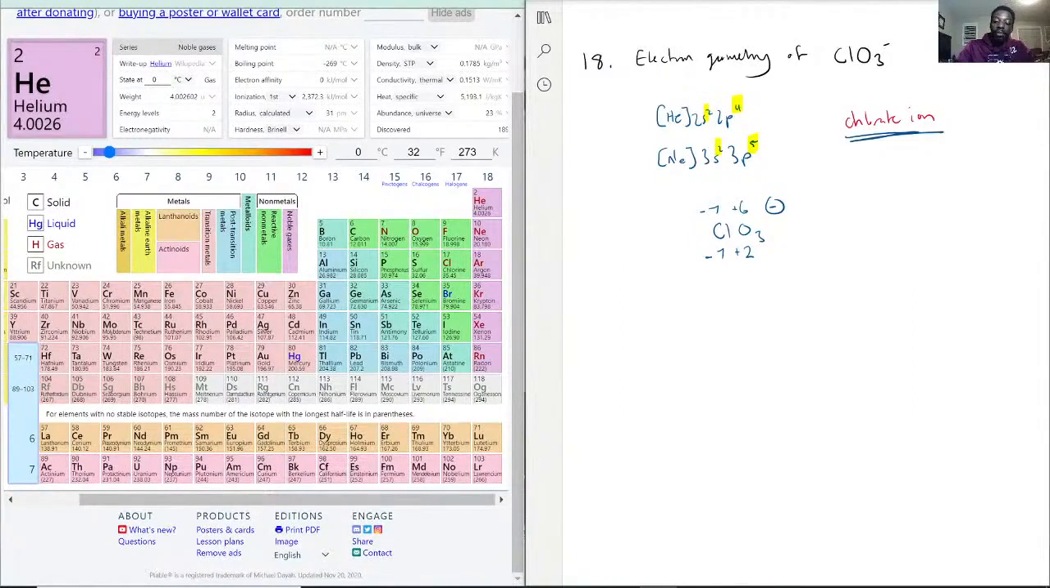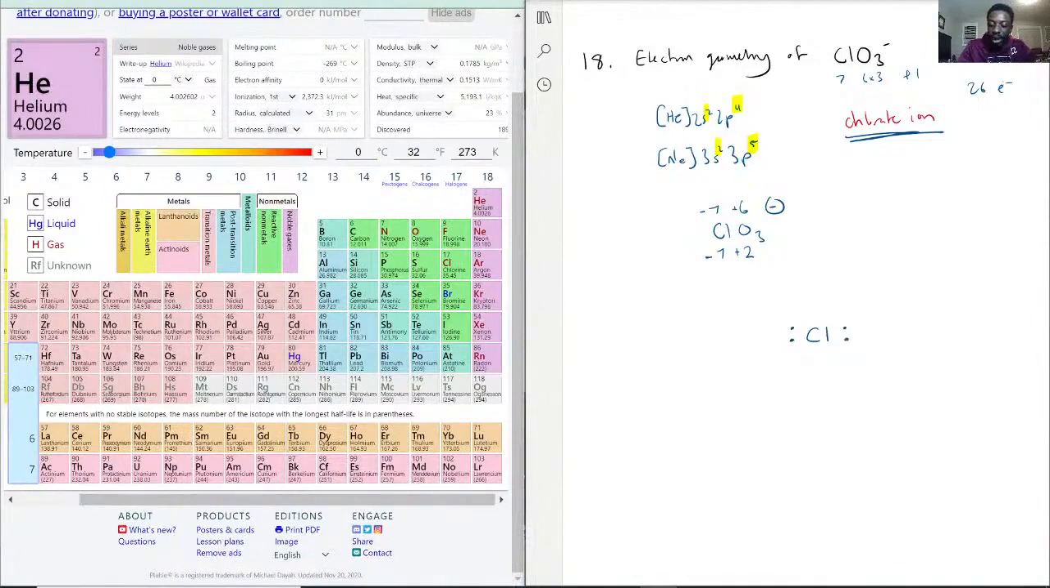Okay, so now that we've gotten that out of the way, they want the electron geometry. So let's actually start going through. Chlorine has 7. Oxygen has 6 times 3, that's 18, plus 1 more electron. So that's 8 plus 18. We need 26 electrons. So let's start with chlorine in the middle, because it's the only one that's different and by itself.